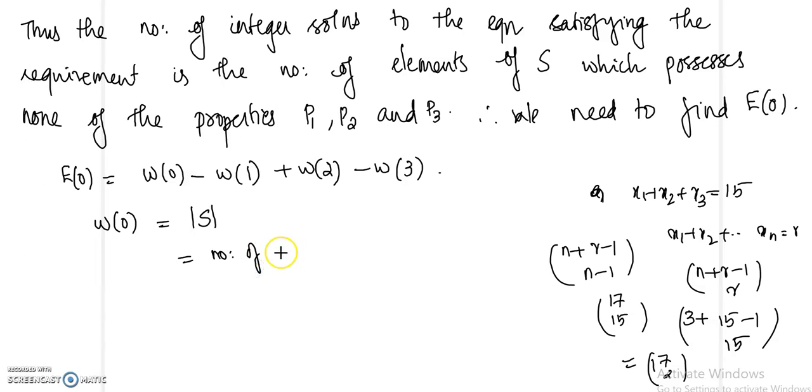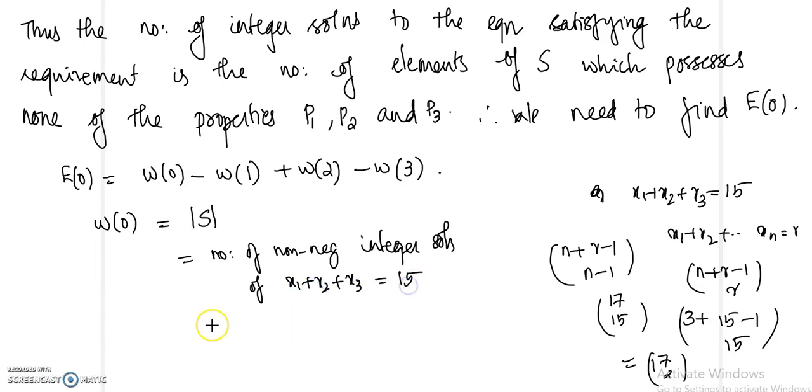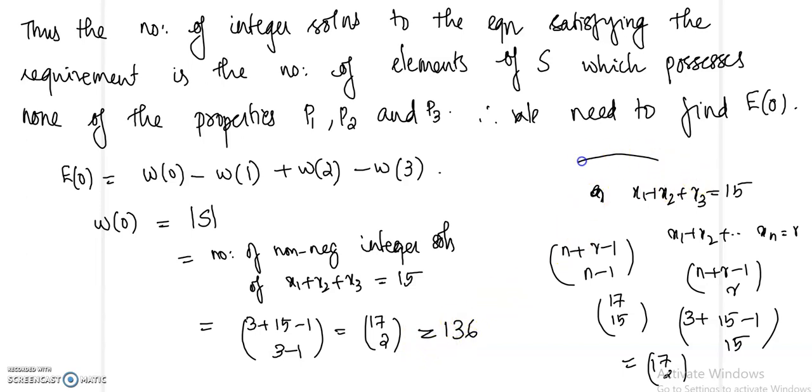So it is the number of non-negative integer solutions of x1 plus x2 plus x3 equal to 15. So that will be equal to (3 plus 15 minus 1) c (3 minus 1). So it will be equal to 17 c 2, which is 136. So this is the value of omega of 0.